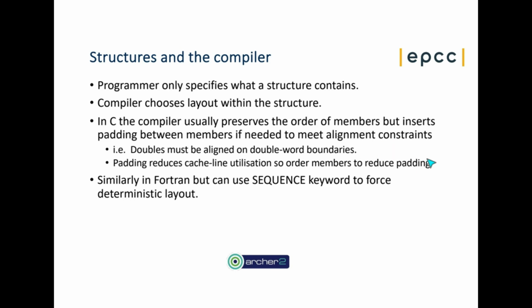That potentially makes your cache utilization worse, so you might want to think about the ordering. Depending on how things are used, you might want to put all your ints in the structure together, and then all your doubles together, rather than interleaving them, because that will make it more compact in memory. Same in Fortran, you can use the sequence keyword to force a deterministic layout, to tell the compiler to do exactly what you tell it.